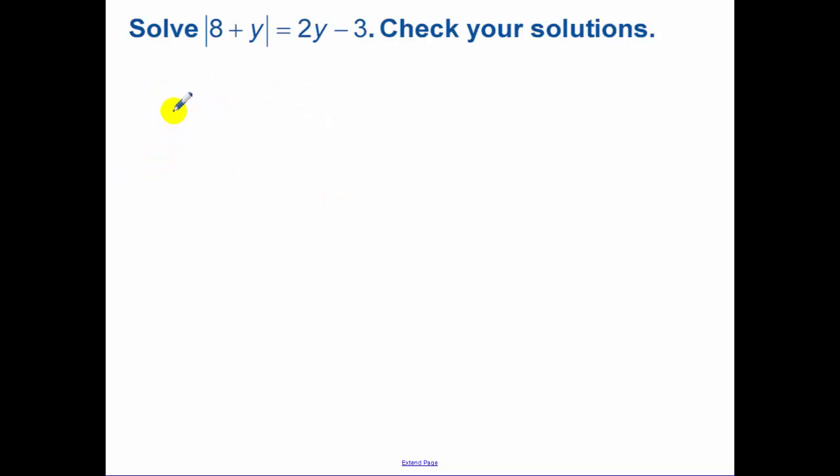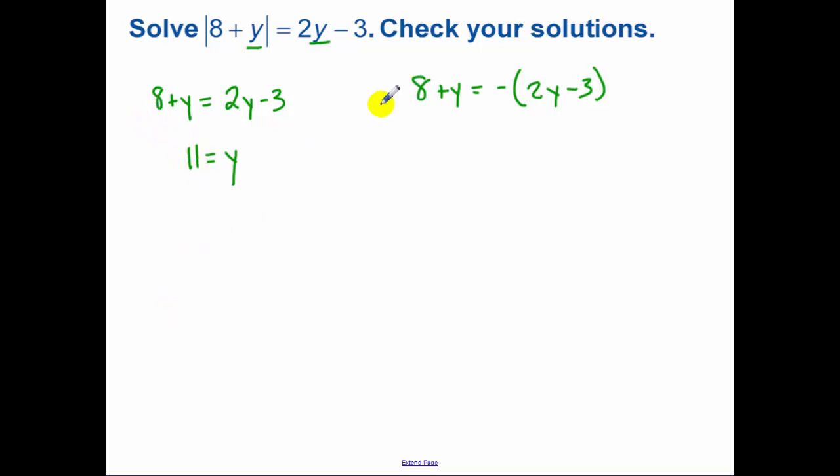Okay, notice in this example how we have a y on both sides. It's very similar to ones we've been doing. We have 8 plus y is equal to the positive version, and 8 plus y equal to the negative version. So I'm going to solve the first one on the left. I'm going to subtract the y over to get y. I'm going to add the 3 over to get 11.